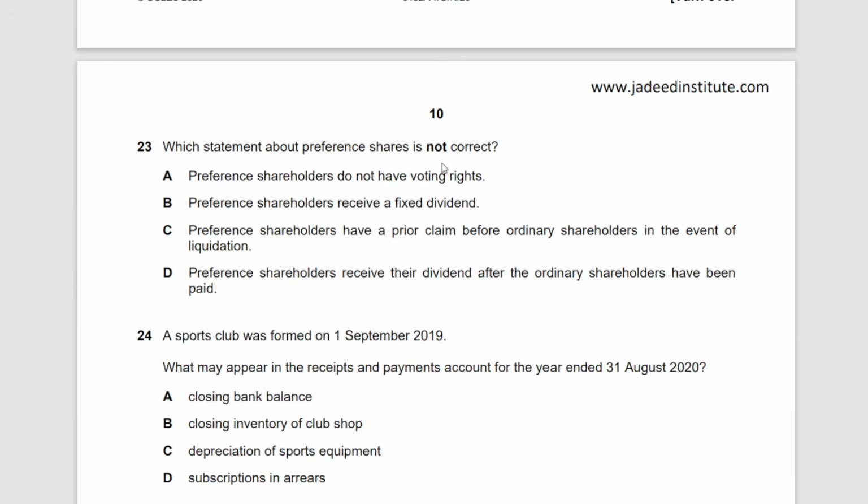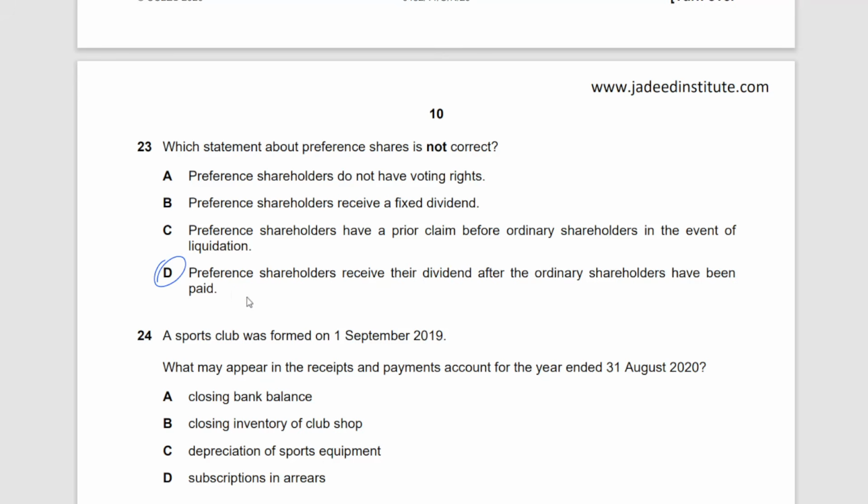Which statement about preference share is not correct? Preference shares do not have, that is correct. Preference share receive a fixed dividend, that is correct. Preference share have a prior claim before, that is also correct. When business closing down, preference share gets paid first. And also the liabilities get paid first before any ordinary shareholders are paid. Preference shareholders receive their dividend after.